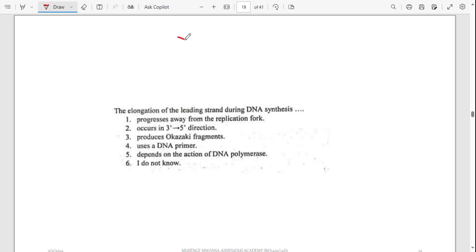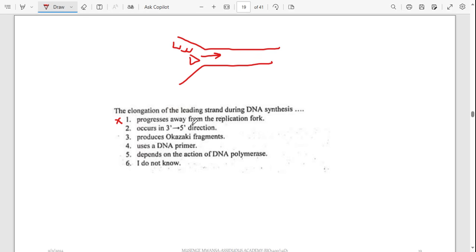Now, when you are making, what we form is something like this, right? Helicase is the one that has formed the replication fork. So where helicase is going, this is what we call the direction of the replication fork. So when you are forming a strand, it goes in the direction of the replication fork. So this one is not true.